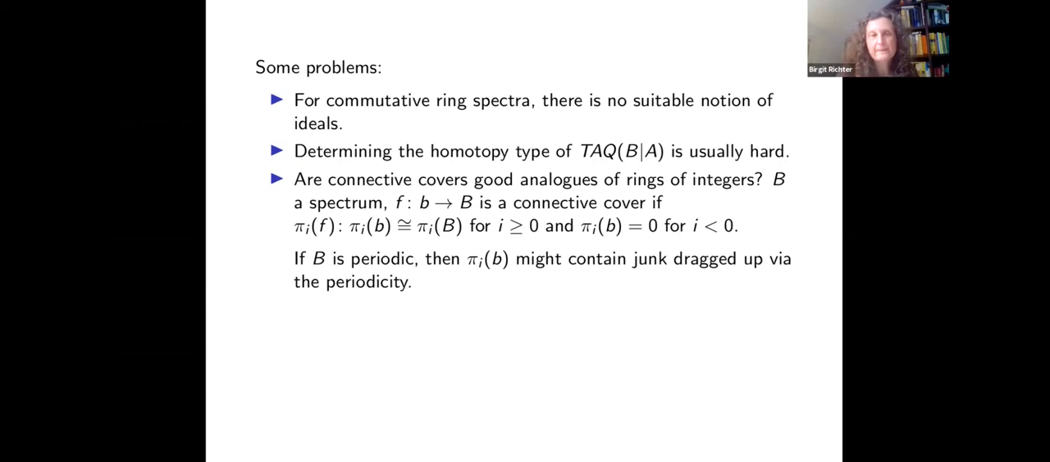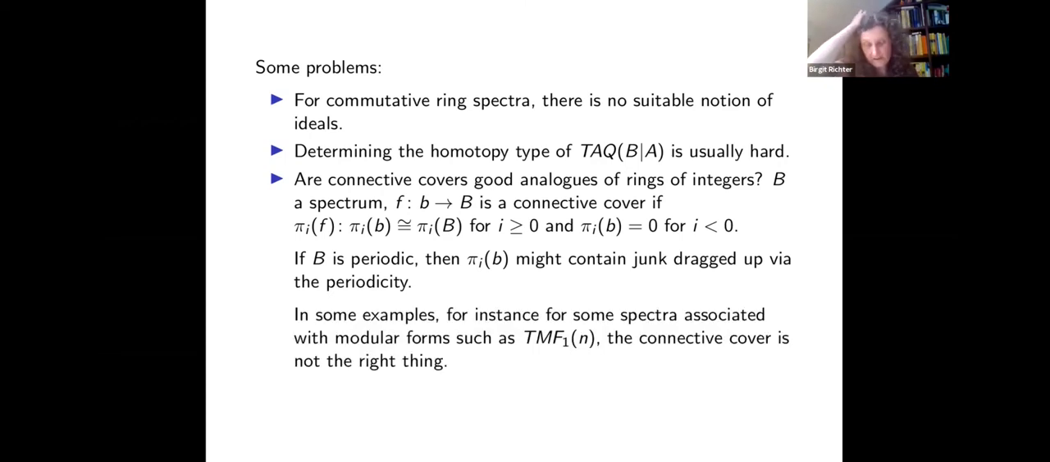off. And then there's other problems, like for instance, topological modular forms were invented to have good connections to modular forms, to have nice genera. And there are several examples where if you just cut away the negative homotopy groups, you really get bad stuff.